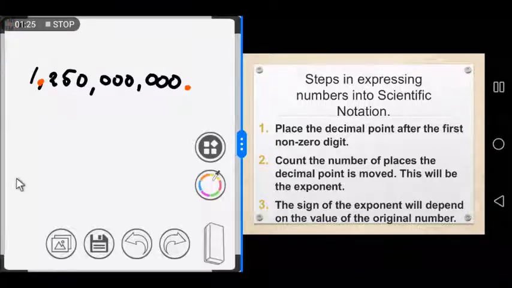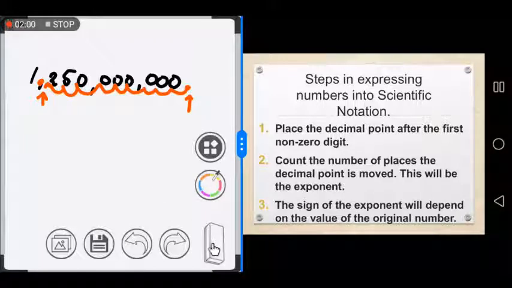Step 2. Count the number of places the decimal point is moved. This will be the exponent. So, mula daw dito, papunta dito, ilang hakbang daw ang ginawa ng ating decimal point. Opo. So, kung ito ay ang ating decimal point original, papuntang kanan to, we have 1, 2, 3, 4, 5, 6, 7, 8, 9. Okay? So, meron pong 9 steps yung ating decimal point.